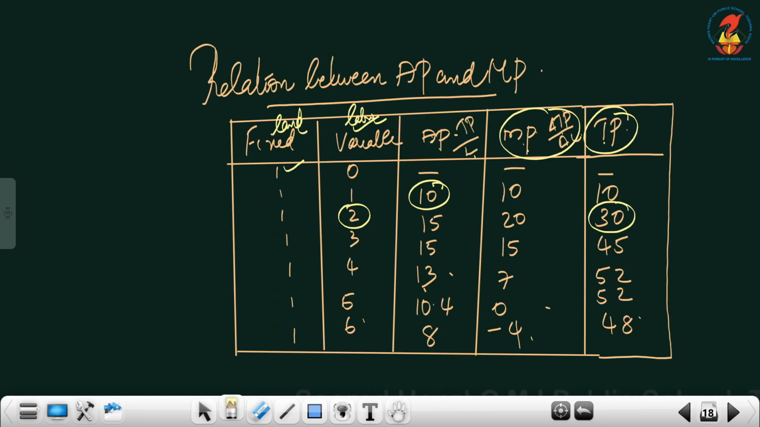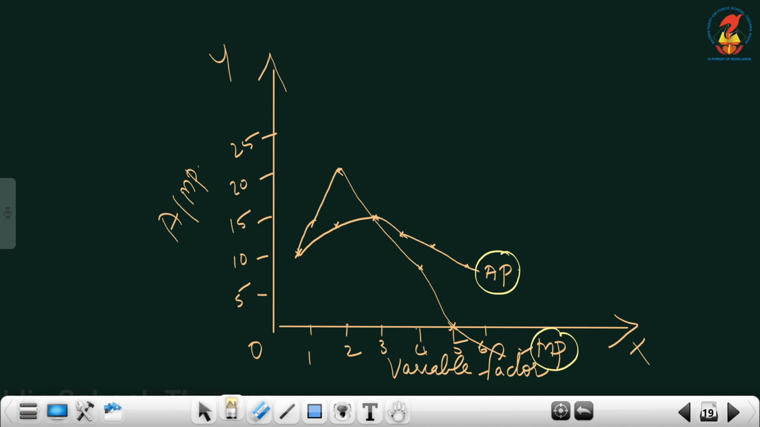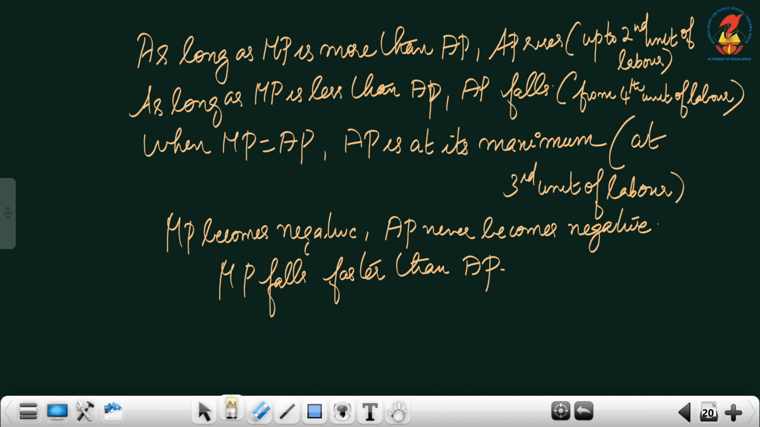The values for MP are first 10, then 20, 15, 7, then 0 and minus 4. I have depicted it in the form of the diagram, and when I draw the diagram, this is what I have got. Now, on the basis of this, we will explain the relationship. How do we explain the relationship?